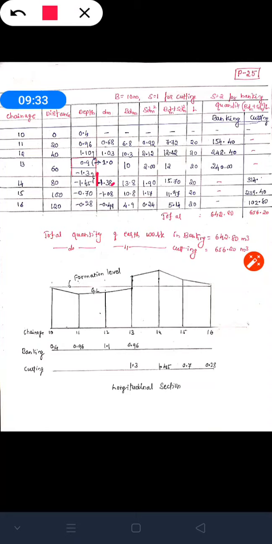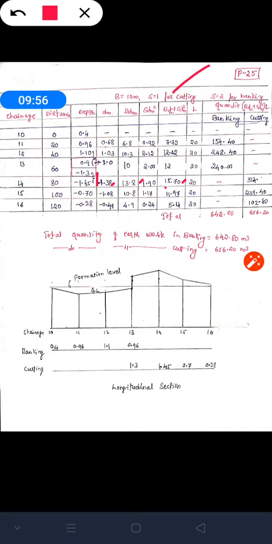No, if we should consider only cutting values, you should not consider the banking values. So again I should consider minus 1.38 I got, that is dm. Then multiply 10, I got 13.8, and here where s equals 1, so 1 into 1.38 square I got 1.9, that is sdm square. Then 13.8 plus 1.9 got 15.7.